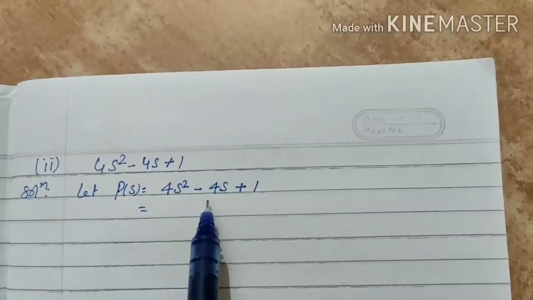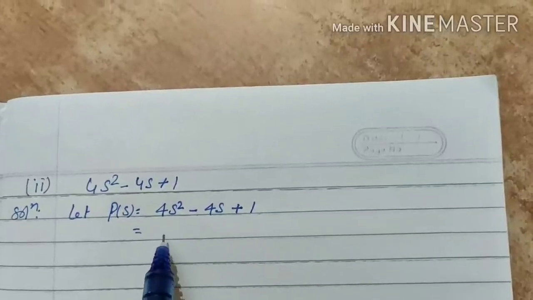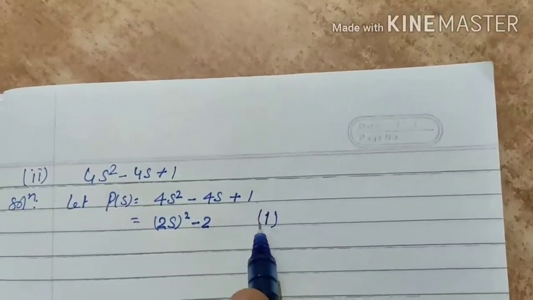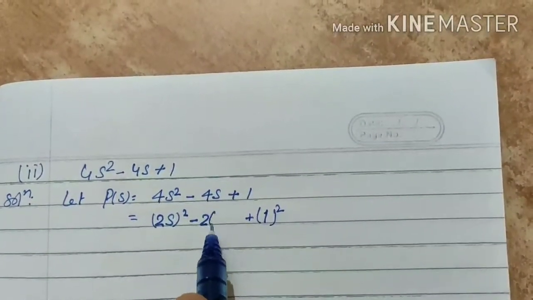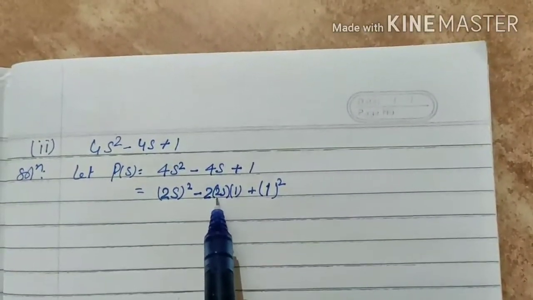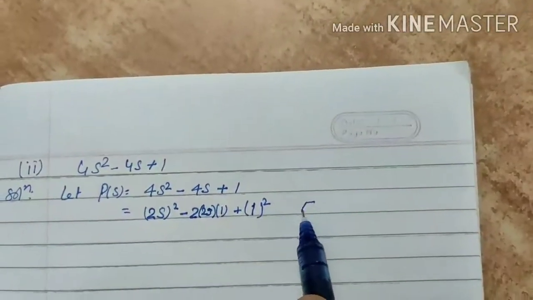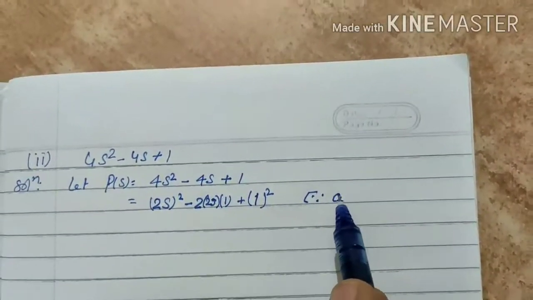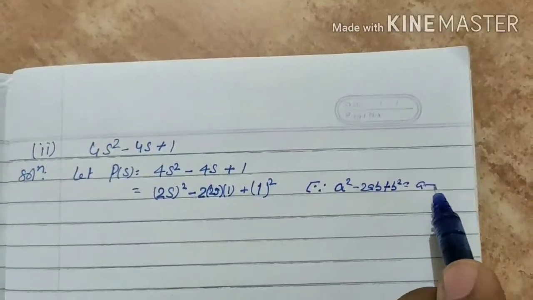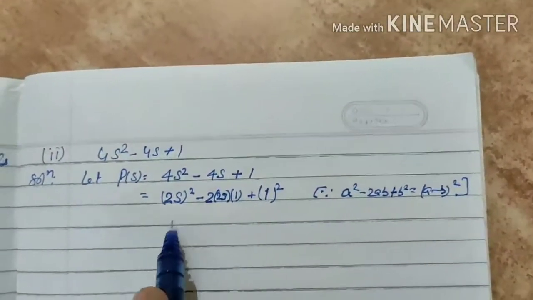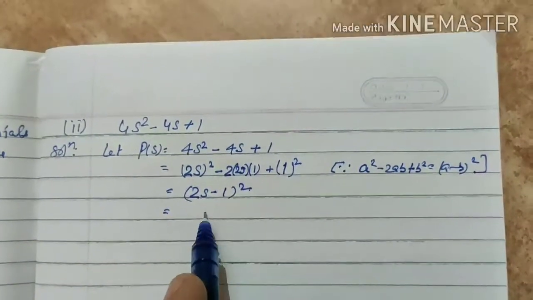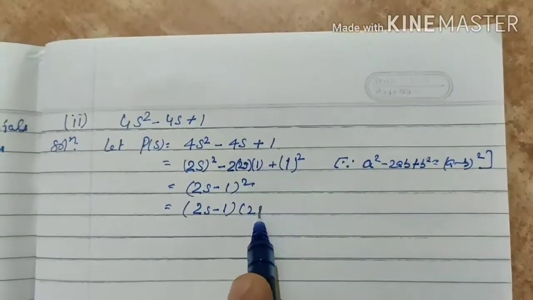You can see here 4s square minus 4s plus 1. You can write 4s square as (2s) whole square, and 1 can be written as 1 square, and 4s can be written as 2 into 2s into 1. So you can see a square plus b square minus 2ab, that is a square minus 2ab plus b square equals a minus b whole square. So this can be written as (2s minus 1) whole square. As the power is 2, this can be written as (2s minus 1)(2s minus 1).